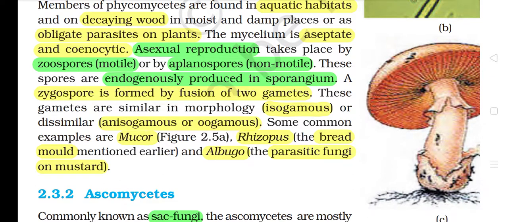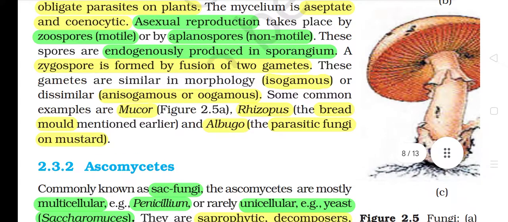A zygospore is formed by fusion of two gametes. These gametes are similar in morphology (isogamous) or dissimilar (anisogamous or oogamous). Some common examples are Mucor (figure 2.5a), Rhizopus, the bread mold mentioned earlier, and Albugo, the parasitic fungi on mustard.